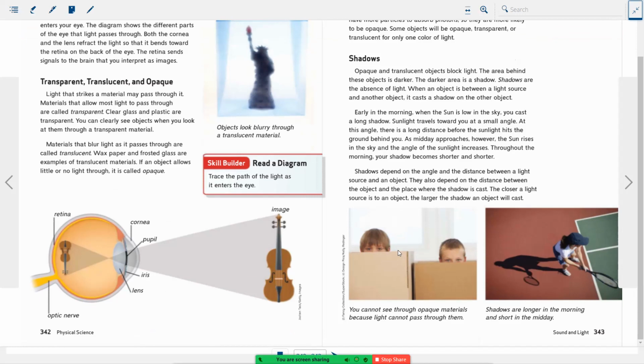So over here, they have an example of opaque materials, these cardboard boxes. You can't see through them. And on the right side, we can see that this person has their shadow cast right behind them because the sun is coming down in this direction. It's hitting their body, and their body, because it's opaque, is blocking the light in that section. And that's how you can see their shadow.